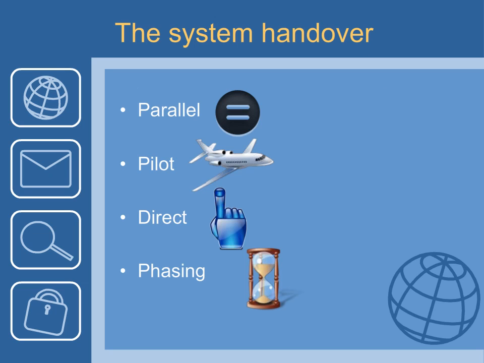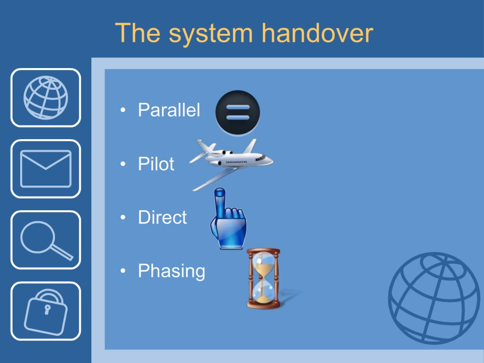So with parallel, you're running one system, the old system and the new system together, and you're looking at how one system does it and how another system does it, and then correcting the new one, and then eventually you'll stop the old one and make the new one the system that's going to be used.